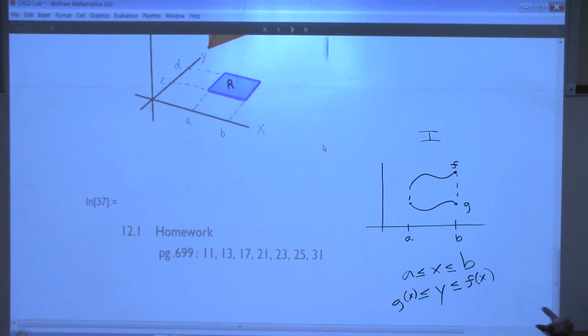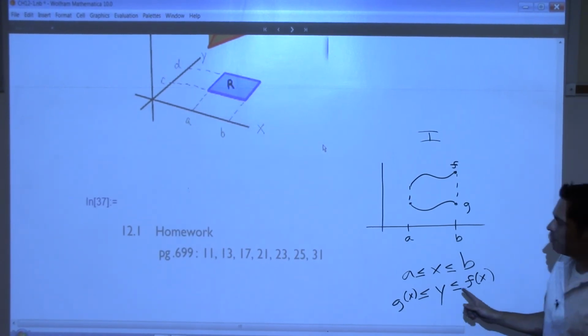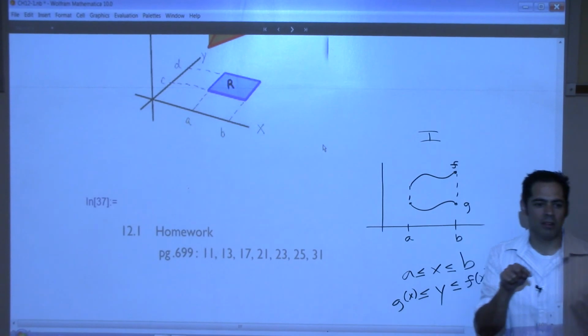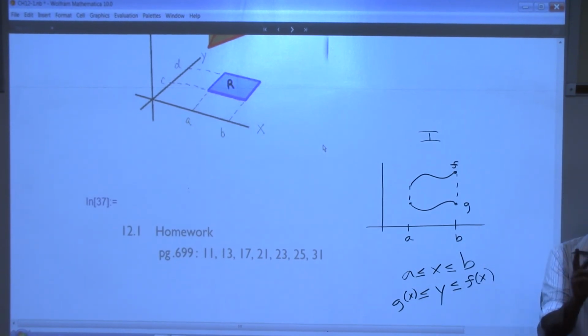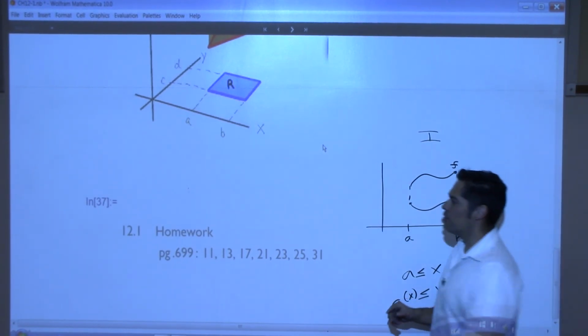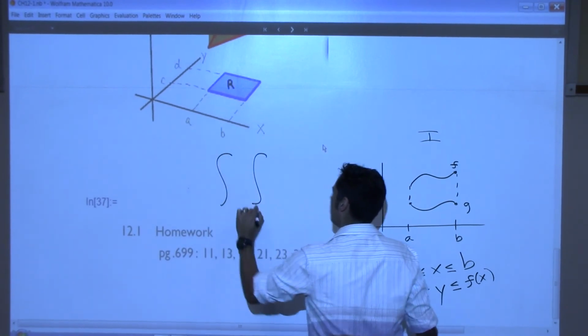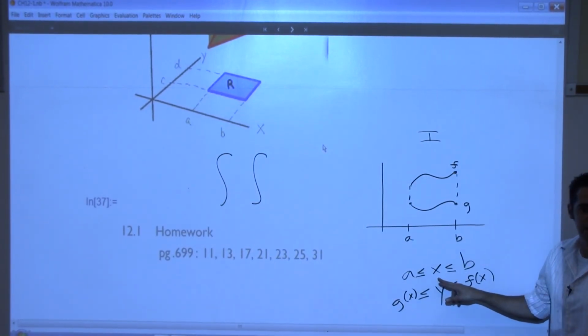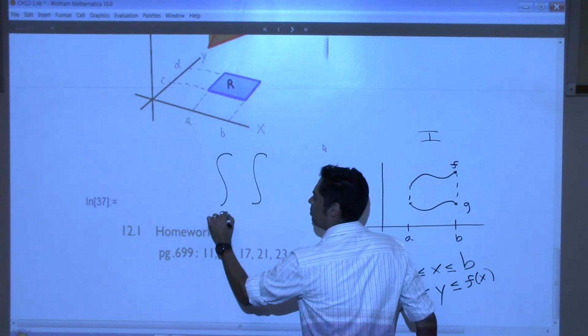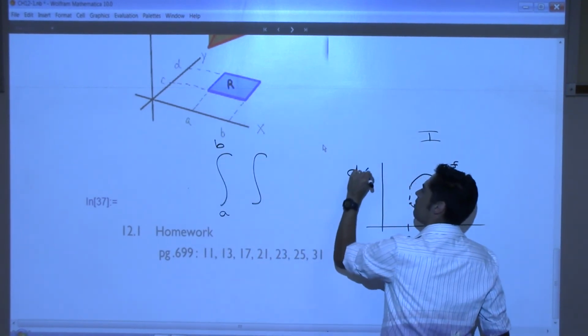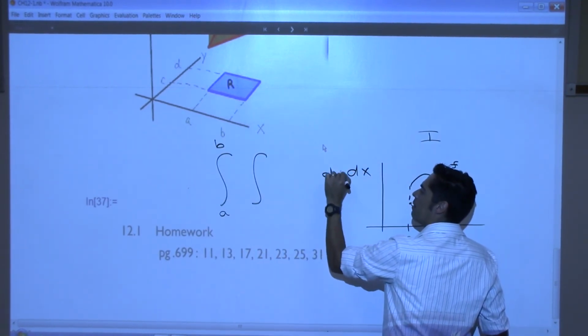Instead of plugging in constants, you plug in functions. What's going to change here is you can no longer dictate the order of integration. You can't just swap around. Here, you're forced to do your x's last because they're constants. So you have to do dx on the outside, which means dy goes here.